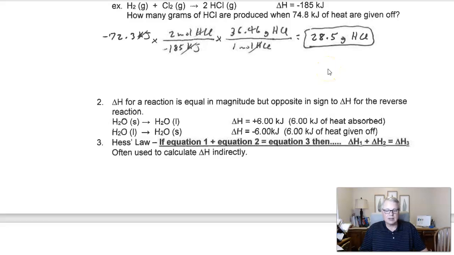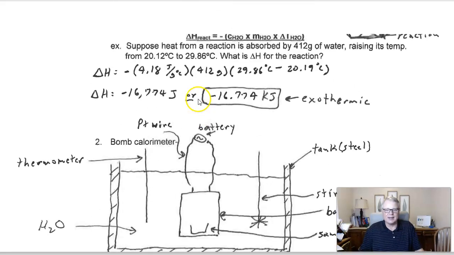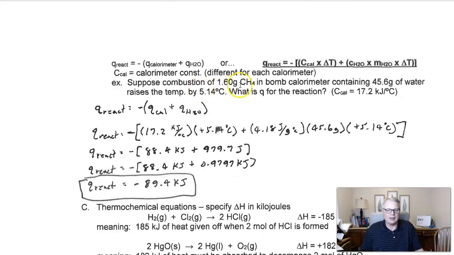Sometimes what books like to do is they'll throw a calorimetry problem at you, like this, and then they'll throw a stoichiometry problem on top of it. And so they'll say, suppose combustion of 1.6 grams of methane in a bomb calorimeter, blah, blah, blah. What's Q for the reaction? And then they'll say, what is Q for 1 mole of methane? And so the way you do a problem like that is you go ahead and do the calorimetry problem, and then you use that as a factor.